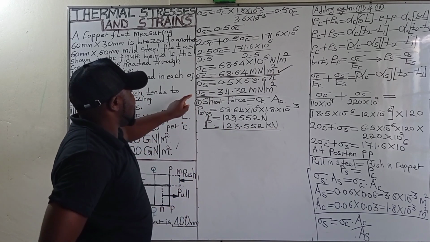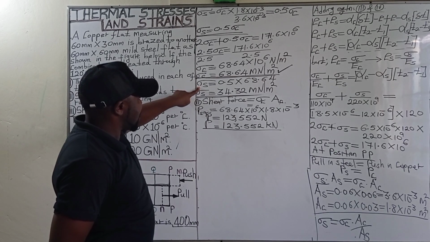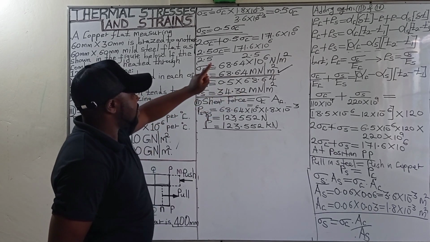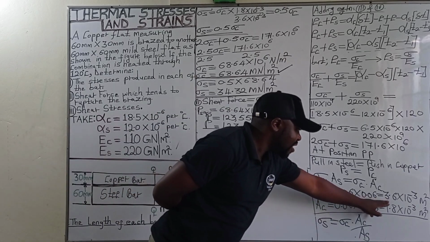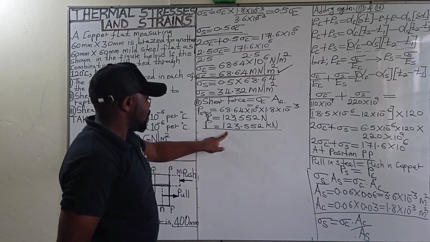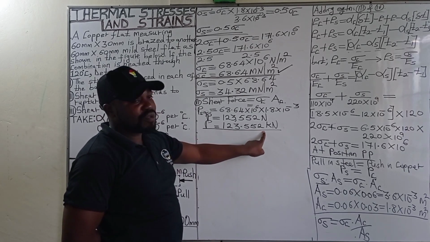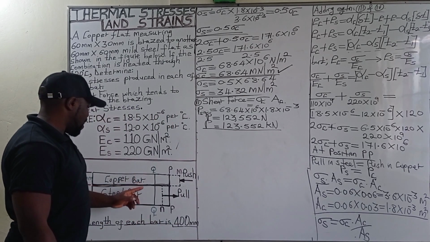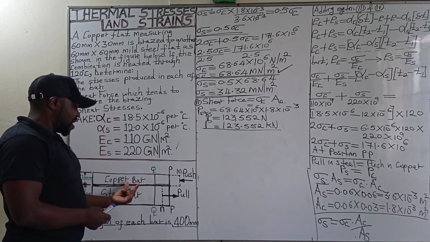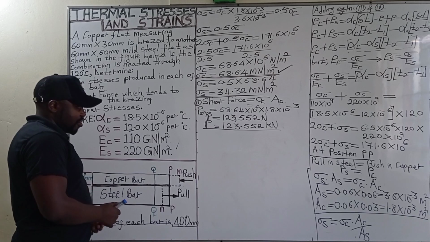When you use the steel, it will still be the same. That is the stress of 34.32 times the area of 3.6 times 10 raised to the power -3. It will still give you a force of 123.552 kilonewtons, because both the copper and the steel bar are experiencing the same amount of shear stress along this section.